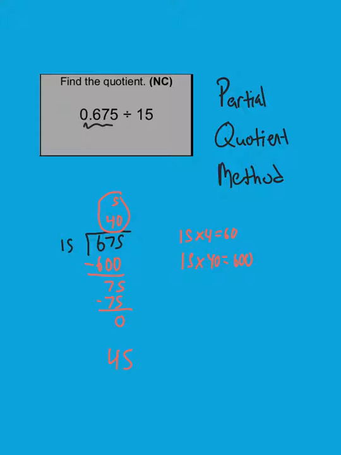But don't forget, remember how we moved that decimal 3 times to the right so we didn't have to deal with it? We now have to take that decimal and move it back 3 times to the left. So I'm going to add a 0 so I have enough digits. 1, 2, 3. I have 0.045.